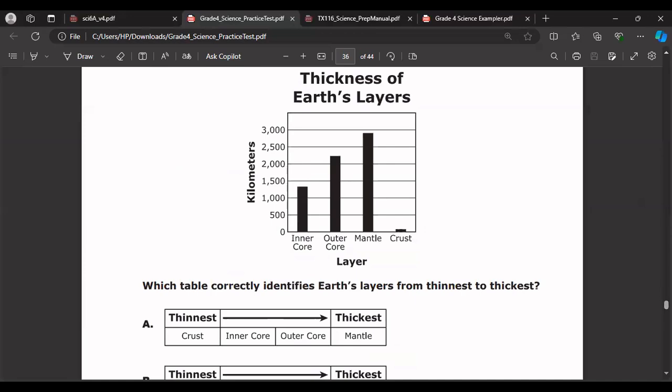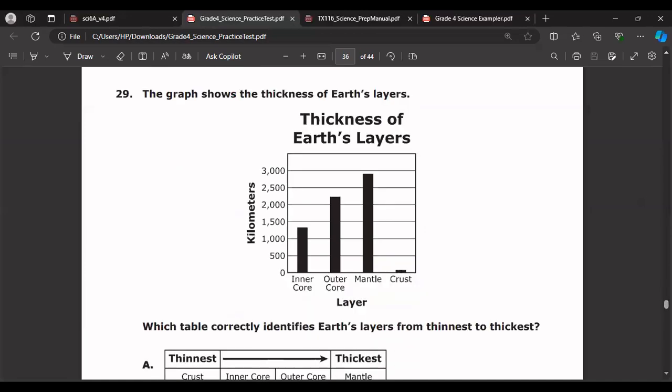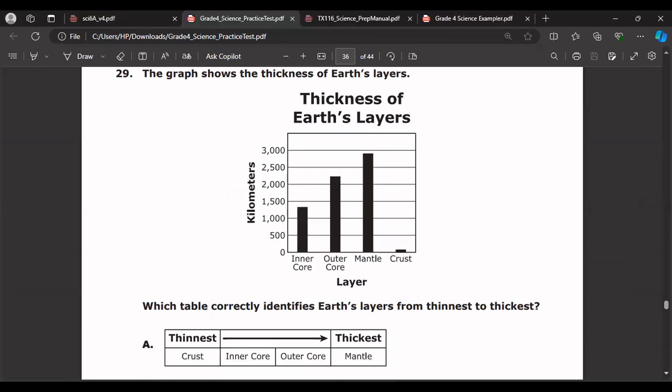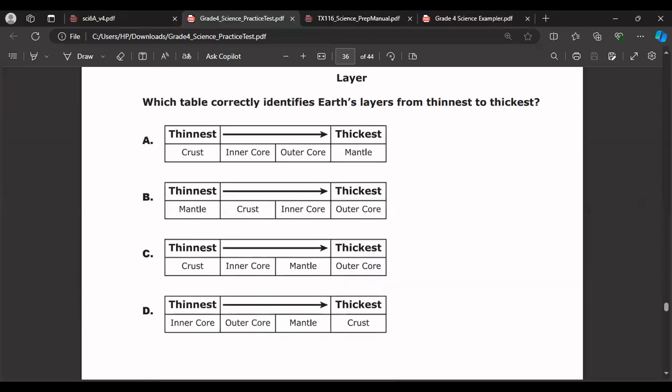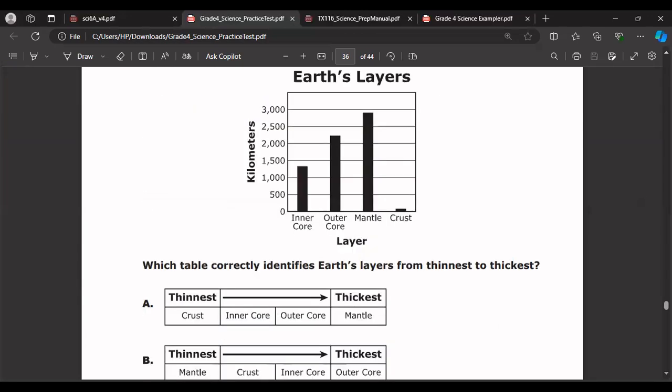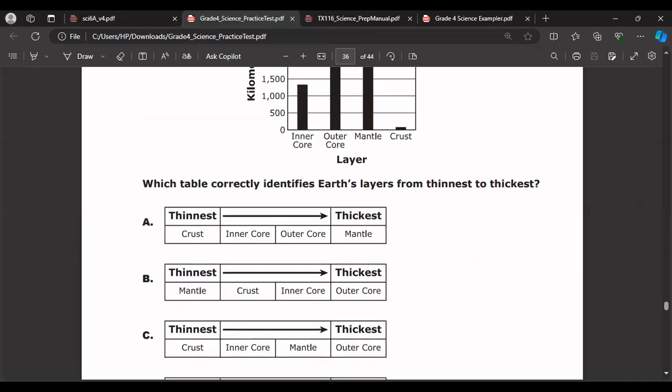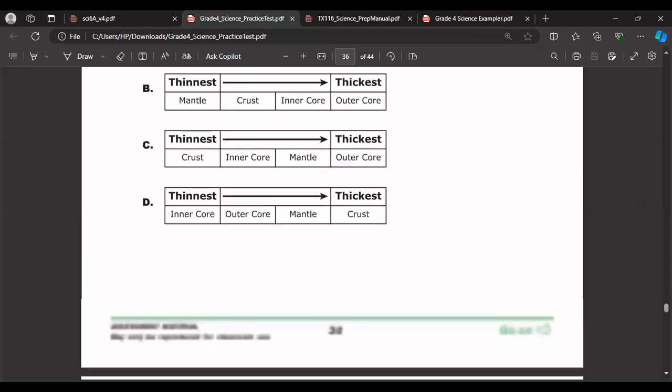Here we have number 29. The graph shows the thickness of Earth's layers. The question is, which table correctly identifies Earth's layers from thinnest to thickest? Look at the graph again. Maybe it's A. Is it maybe or is it A? It's A. Good, it's A. Be very affirmative when providing answers to questions.